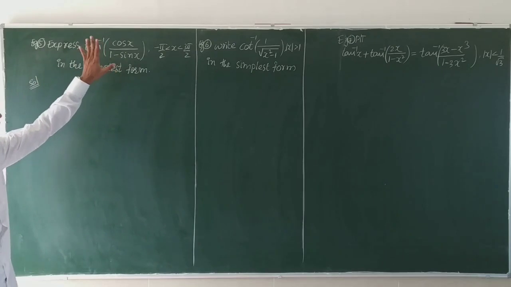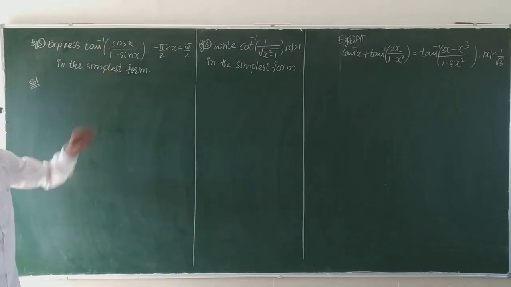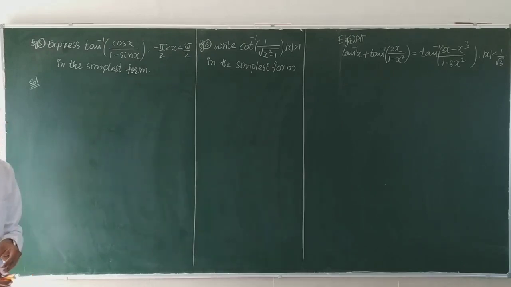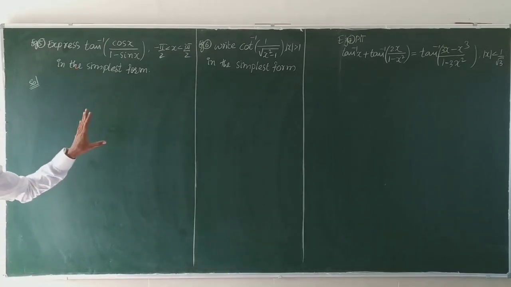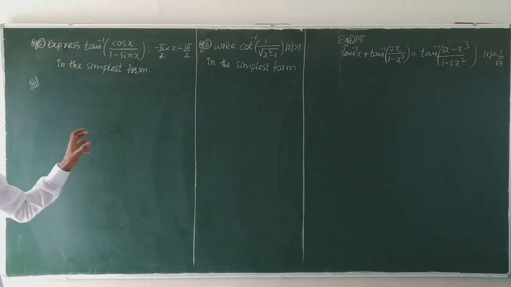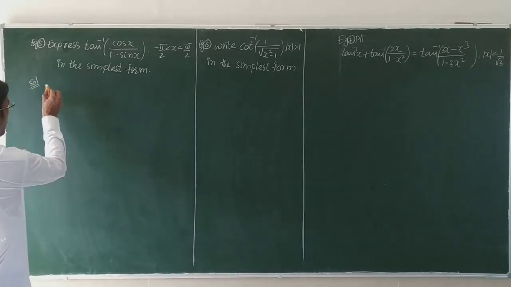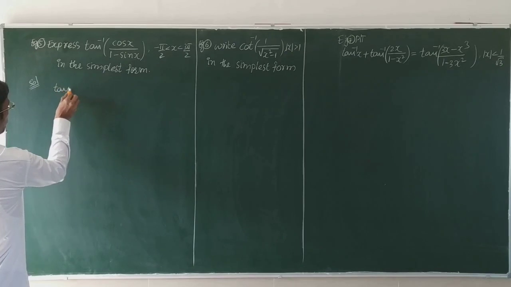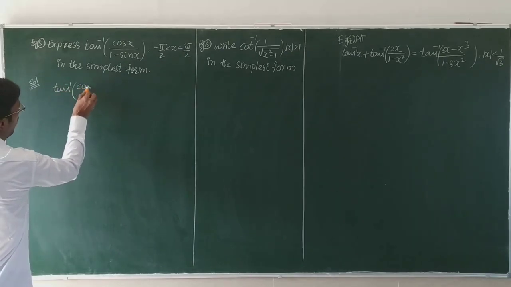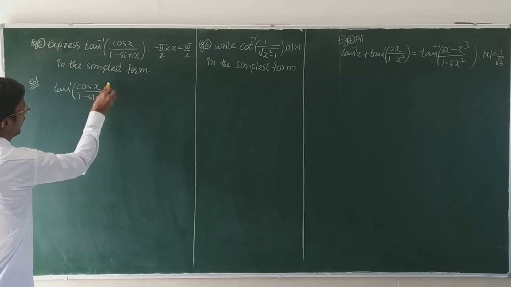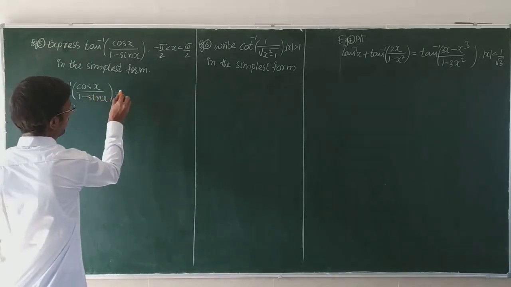Express the tan inverse of cos x by 1 minus sin x in simplest form. Simplest form is nothing but you have to just simplify. You can't do any simplification after the total simplification. For that purpose, I'll take tan inverse of cos x by 1 minus sin x.